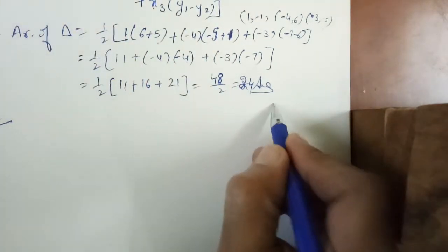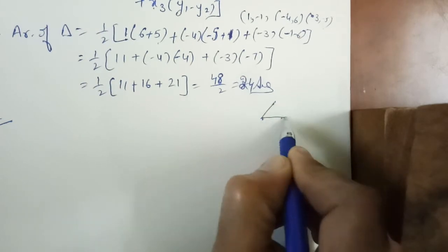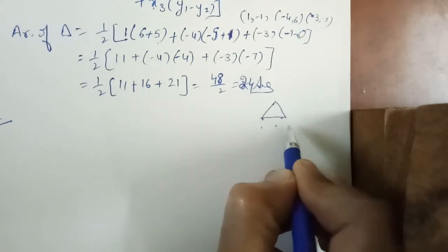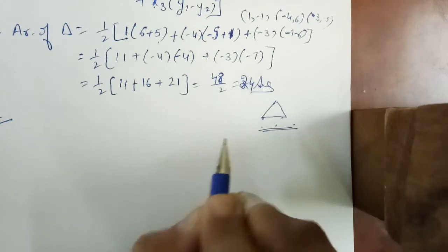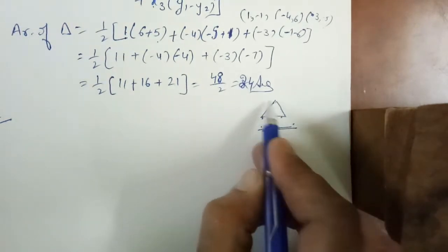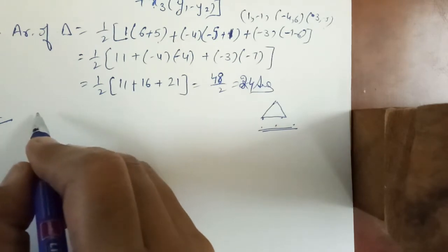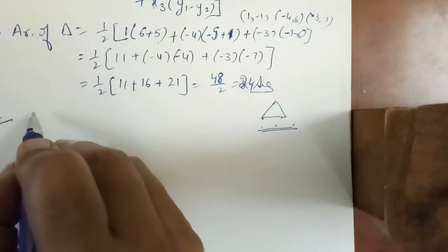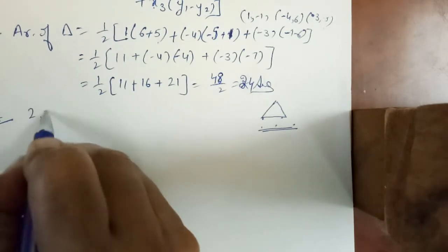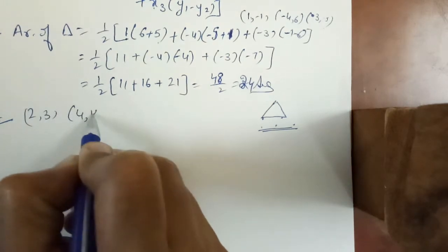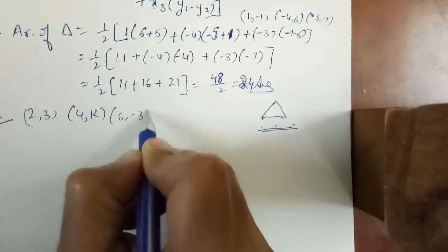Collinear means the points do not form a triangle. All the points are in a line. So the area of the triangle is equal to 0 in this case. So we have to find the value of k according to the area of the triangle equal to 0. Points are 2, 3, 4, k and 6, minus 3.